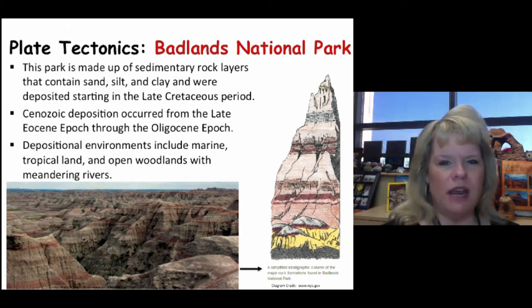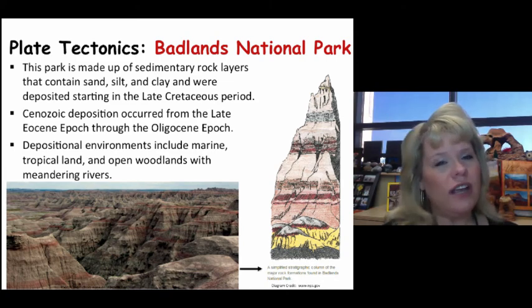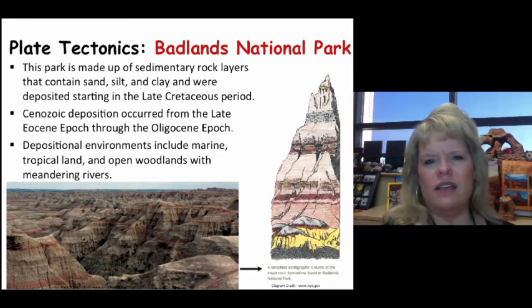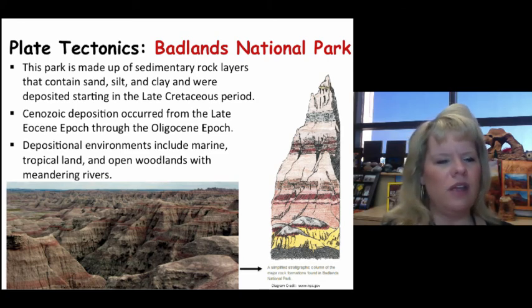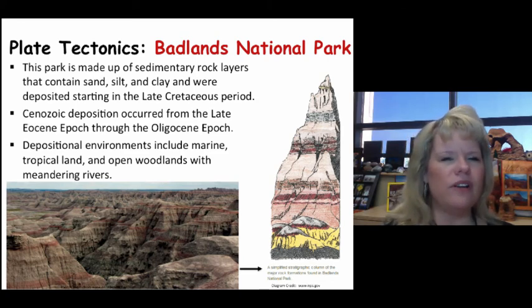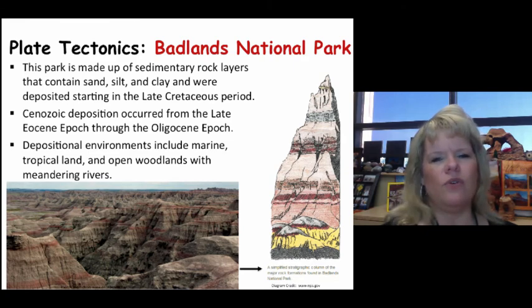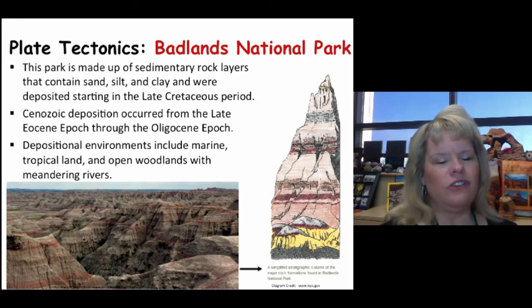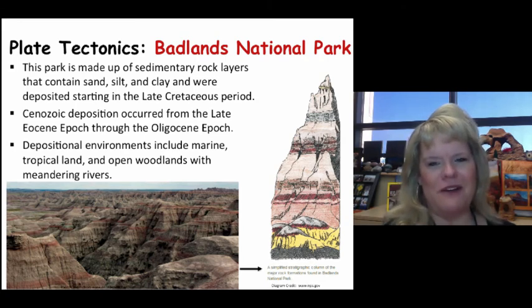This park is made up of sedimentary rock layers that contain sand, silt, and clay that were deposited starting in the late Cretaceous, but most of them are early Cenozoic in age, so from the late Eocene all the way through the Oligocene epoch. And we know we have varieties of depositional environments from marine to tropical land, forest stuff, meandering rivers, and each of the rock layers tells a story, much like the Grand Canyon, just like any of these parks that we've learned about, right?